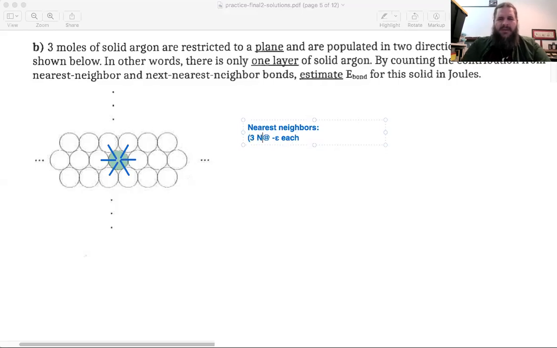So we've got 3 times Avogadro's number atoms times, and we already saw that each one of those atoms has 6 bonds. 6 bonds per atom. So if we just multiply 3 times Avogadro's number times 6, would that give us the number of bonds? Or do we need to make any other modifications there?